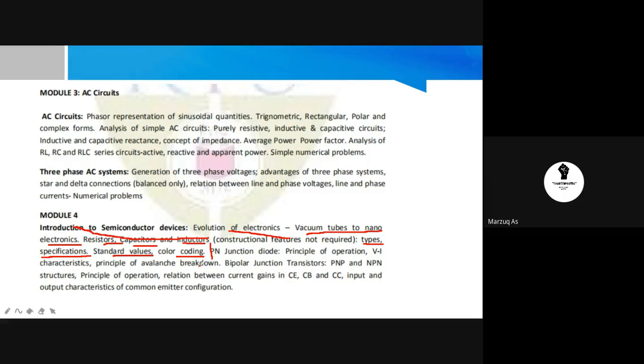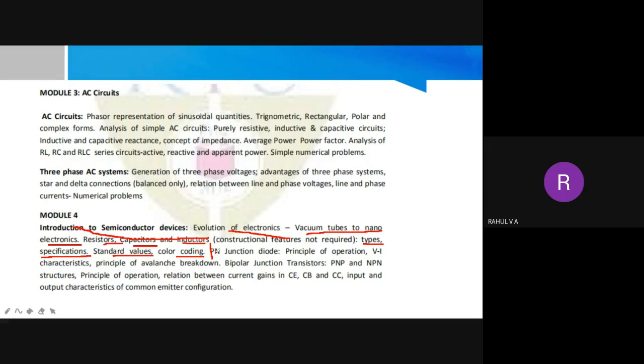Yes, sir. Clear. For each of these components, resistor, capacitor, inductor, we have discussed how to classify them, that is types, then their specification, the standard values. Standard values I have not discussed. Okay, let it be. Then color coding and numerical coding. In the case of capacitor, it is numerical coding. Okay, we have discussed that much.